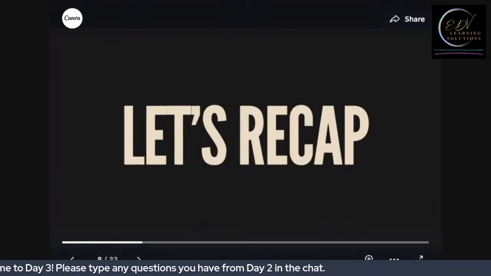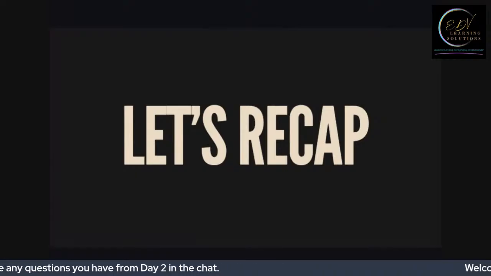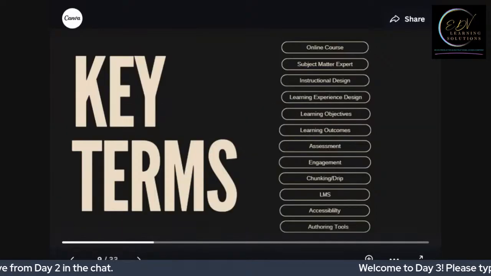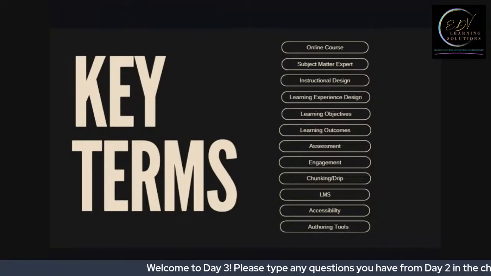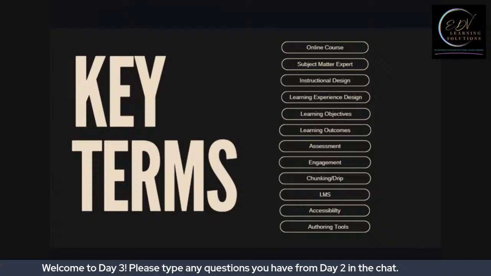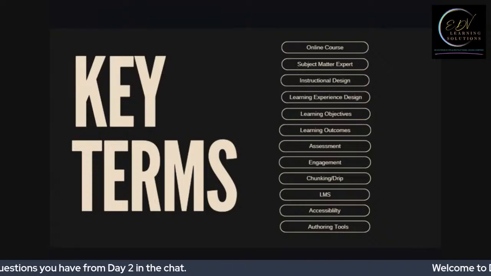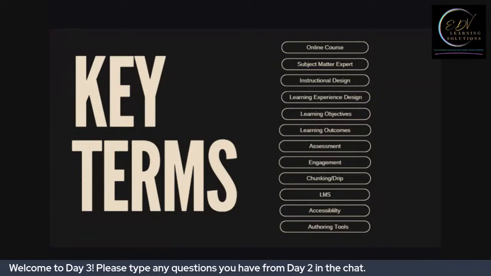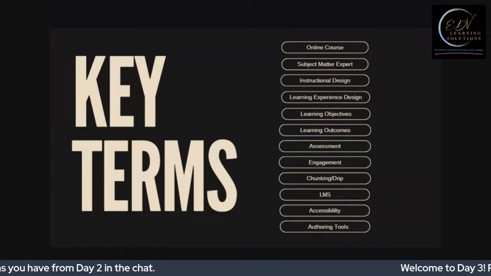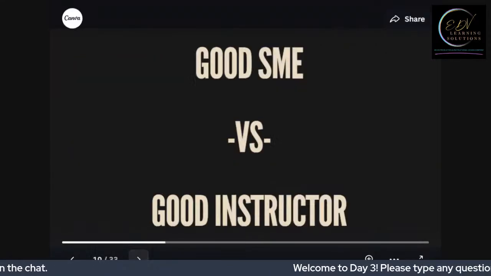All right, so let's recap pretty much all the things that we've covered over the past 3 days. All right, so here were the key terms that we discussed. We talked about what is an online course, what is a subject matter expert, instructional design and what it means, learning experience design and what's the difference between that and instructional design, learning objectives, learning outcomes, assessments, engagement, chunking and drip content, learning management systems or LMS, accessibility, and authoring tools. All right, so we defined all of those things.